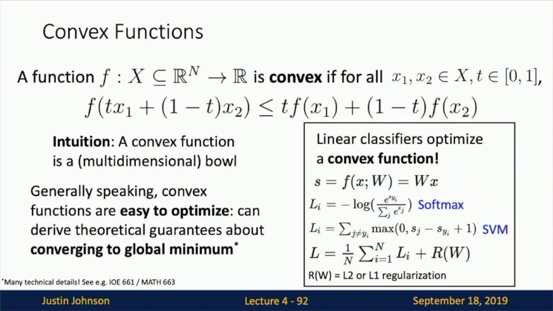Now, one reason that we've spent so much time talking about linear classifiers and linear models is that the optimization problems that we end up solving when we try to fit linear models to our data, whether we're doing a softmax or an SVM or other things like linear regression, are convex optimization problems. Which means that when we try to train linear models, we can actually write down formal theoretical guarantees about the convergence of those training runs in the context of linear models.